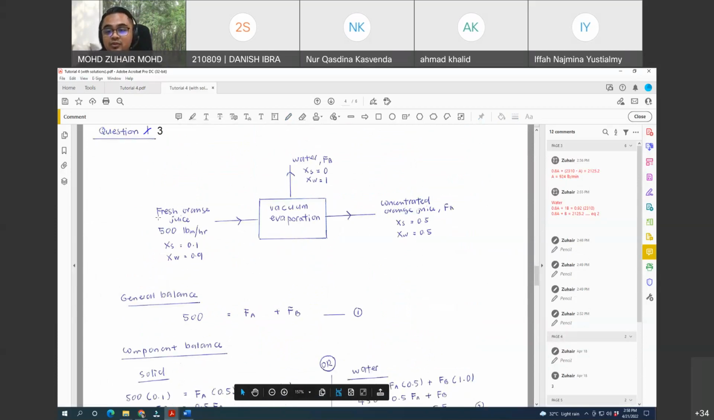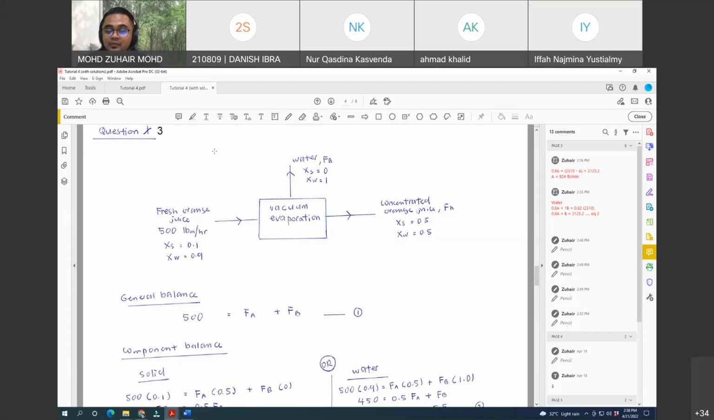Okay, so we have fresh juice, 500 pound per hour, and then we have the fraction of solid 0.1, the water 0.9. So it undergoes the vacuum evaporation process to remove the water. So this one is similar to question 2 also, because the stream here only consisted of one component, which is the water. We did not evaporate the solid. Only the water will be released out. And then after that, the final product, the concentrated orange juice, consisted of 0.5 solid and 0.5 water.